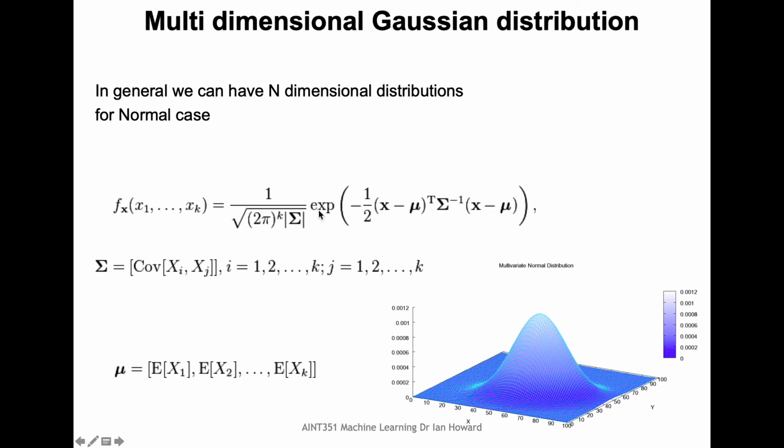and these previously were single values, but now they're actually vectors. And in front here we've got again another scaling factor just to make sure the overall area under this multi-dimensional probability distribution actually sums to 1 when we integrate it. There's this factor 1 divided by the square root of 2 pi to the power k, well that's the dimensionality, multiplied by the determinant of the covariance matrix. And we'll talk a little bit about the covariance and the mean in a sec.